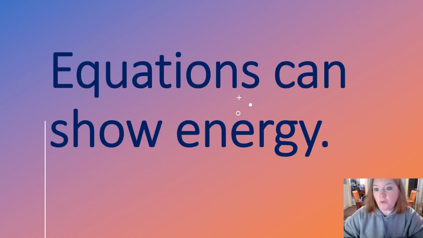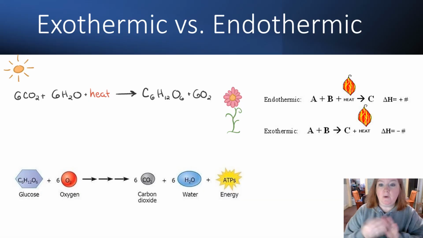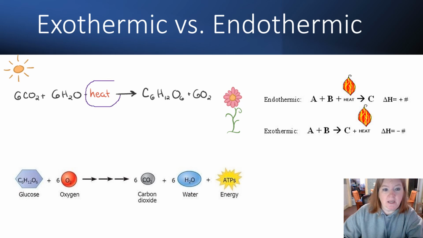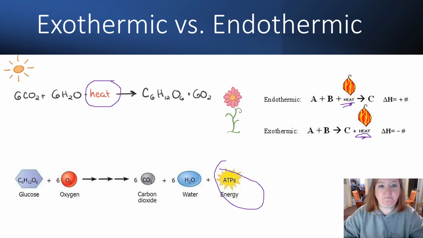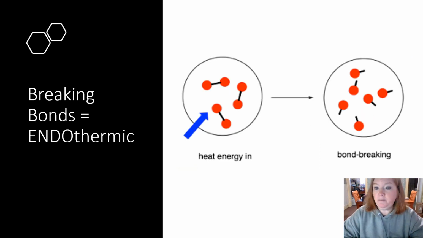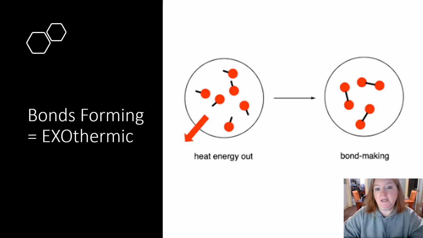Equations can show energy, so exothermic versus endothermic. When it's endothermic, energy is going in, so energy will be a reactant. When it is exothermic, energy is being released, so energy will be a product. When we break bonds, that's endothermic, just a reminder. When we form bonds, it's exothermic.